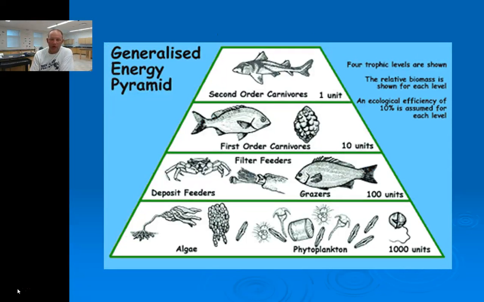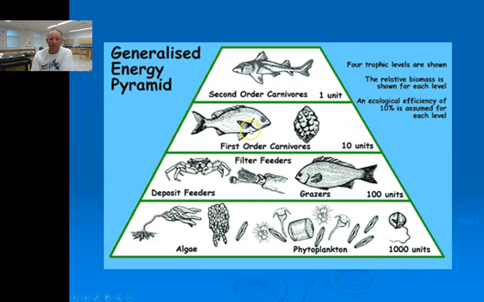However, as we drop to the next one, we're going to talk deposit feeders, filter feeders, grazers. The 1,000 units of energy shown right here on the first order drops to 100 units of energy for this first level. That's a 10% keep, or we lose 90% of the energy. 90% of the energy from algae, phytoplankton, everything is lost. Most of it is lost as heat or waste, and so we keep only 100 units with that first level.